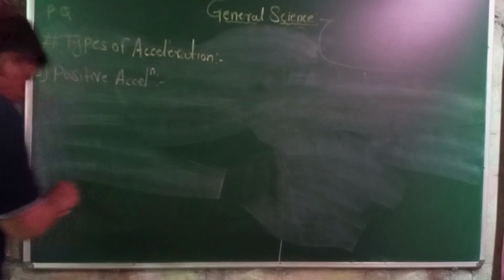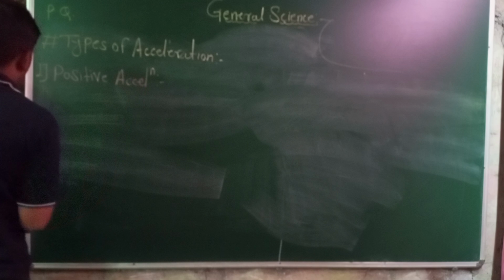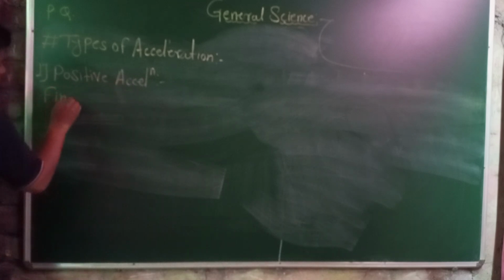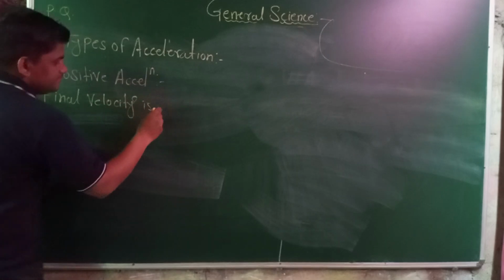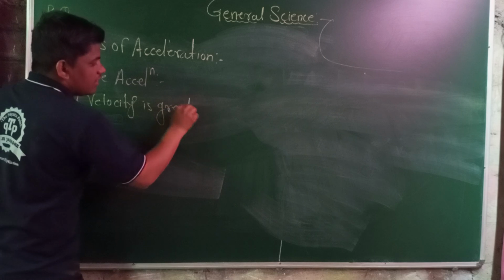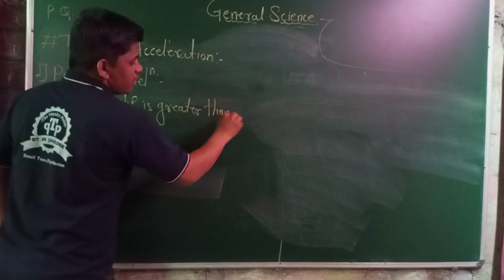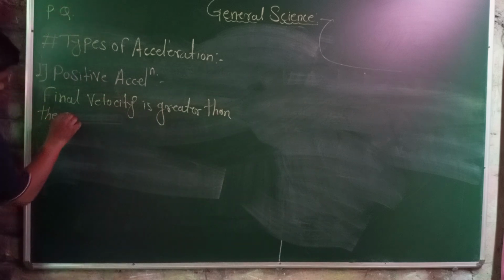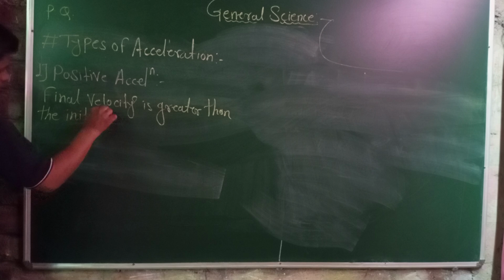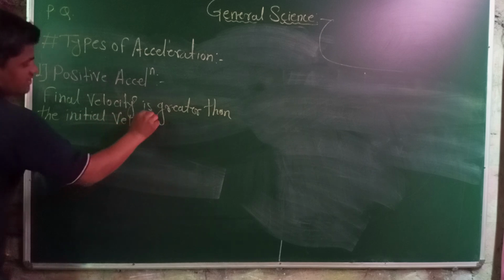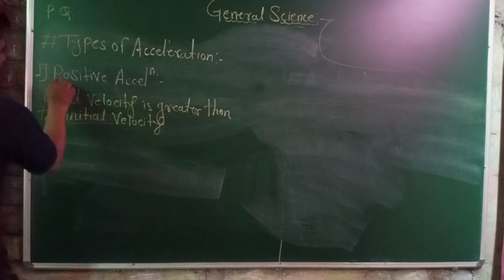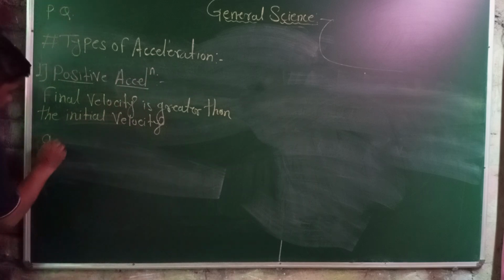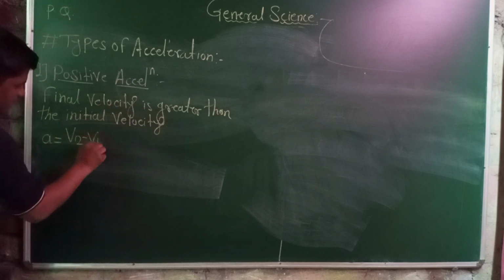The conditions for the positive acceleration: when the final velocity is greater than the initial velocity. For positive acceleration, A comes out as a positive value. A must be positive. Then acceleration A is equal to v2 minus v1 divided by t2 minus t1.